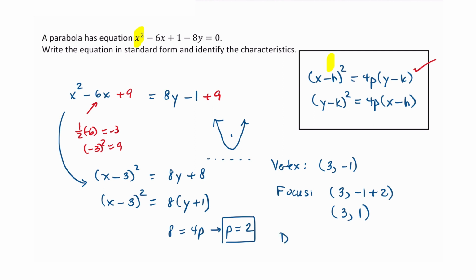And our directrix is a horizontal line, as you can see in this figure here, which is 2 units below the vertex. So that's going to be y equals negative 1, which is where the vertex was, minus 2, which turns out to be y equals negative 3.